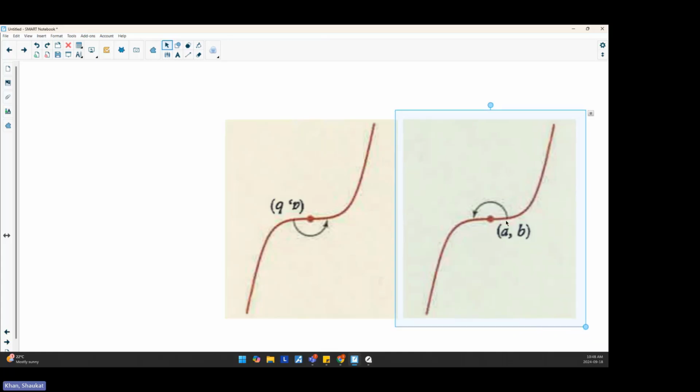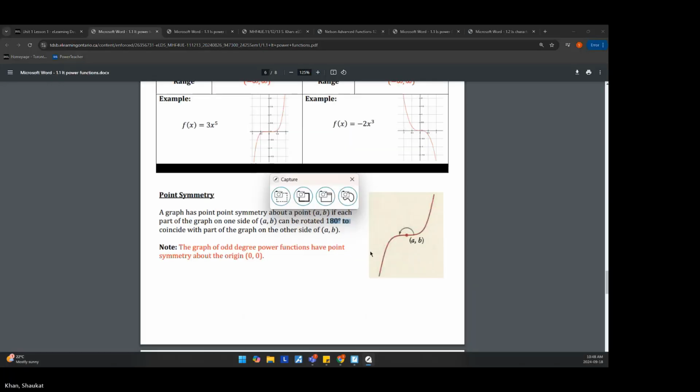If I can rotate the graph 180 degrees about one point, then that has point symmetry.